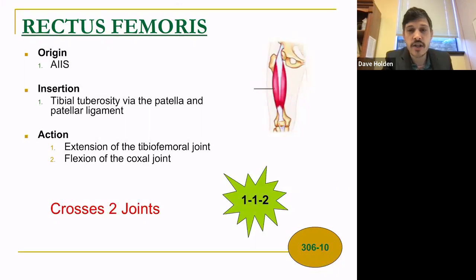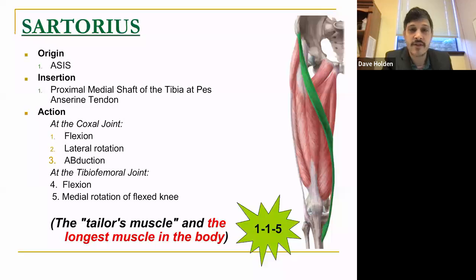Rectus femoris, origin AIIS, insertion tibial tuberosity. Since it crosses the hip, we get one bonus action. We have extension of the knee, and we have flexion of the hip. The only quad that crosses 2 joints. Lastly, we have sartorius. Origin, ASIS, insertion, pes anserinus, action, flexion, abduction and lateral rotation of the hip. We also have flexion and medial rotation of the flexed knee.